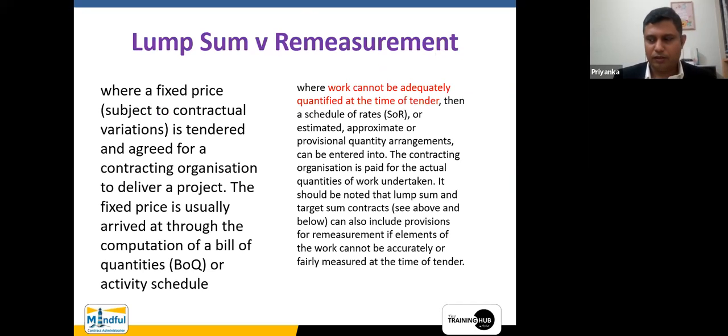Now, let us understand what exactly is the comparison between a lump sum contract and a remeasurement type of contract.